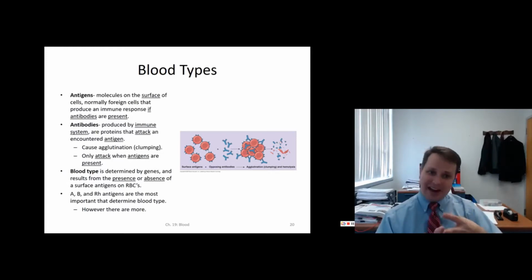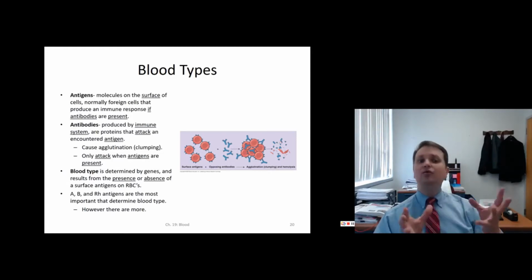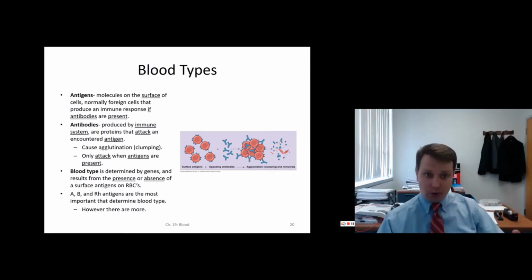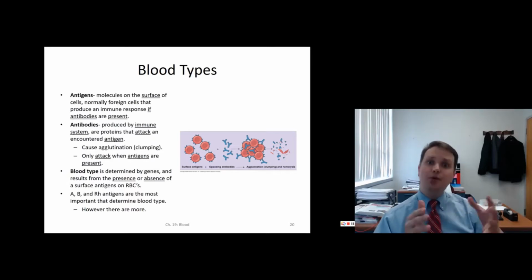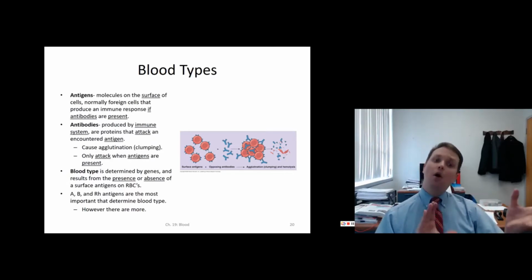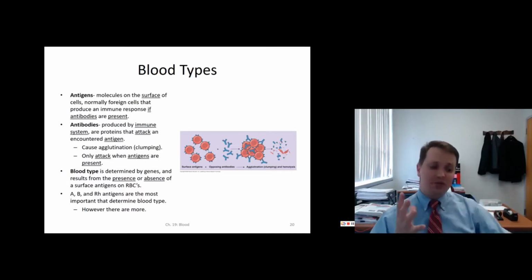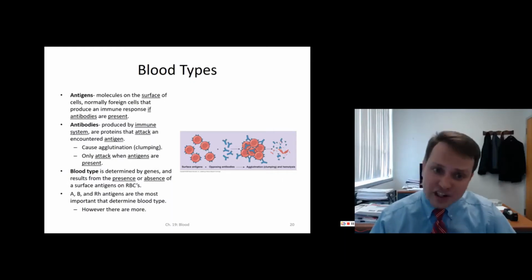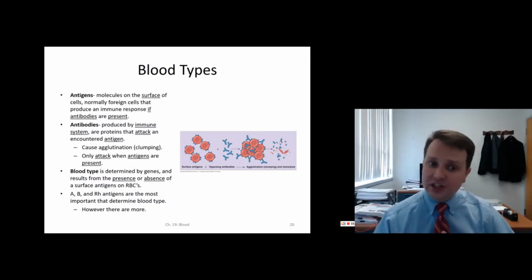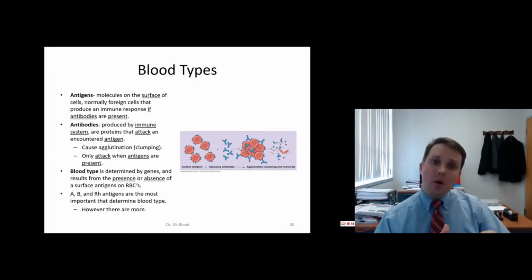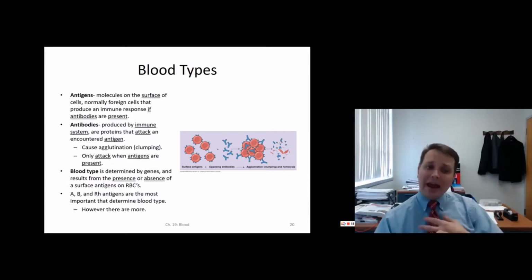What is an antigen? An antigen, as simply as I can put it, is anything that causes an immune response. So an antigen is something on the surface of a cell, normally a foreign cell, but it could be present on normal cells as well, and it only forms an immune response if, and only if, we have antibodies against it present.